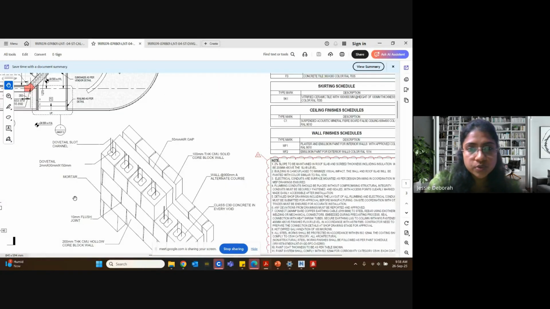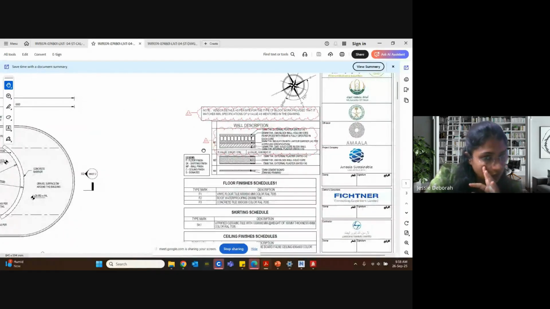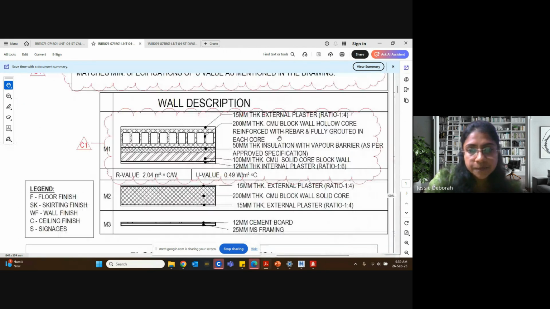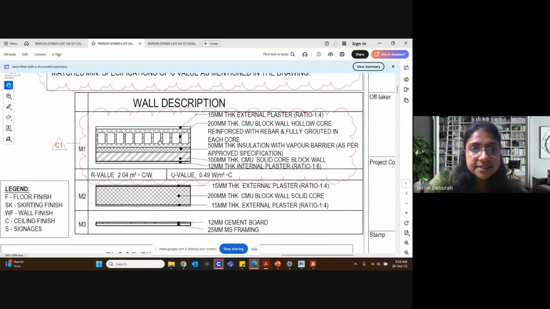See, I wanted to show you something. Okay, all of you know regular brickwork. But here, if you see this detail, this is hollow block work. This is one entire brick. This is all hollow. In between there is an insulation, and here it is a solid core wall.